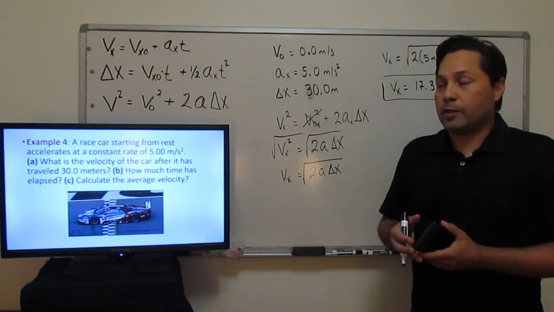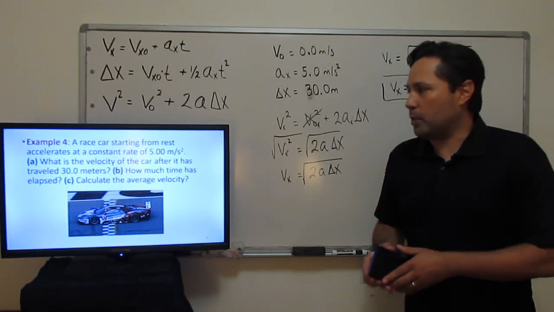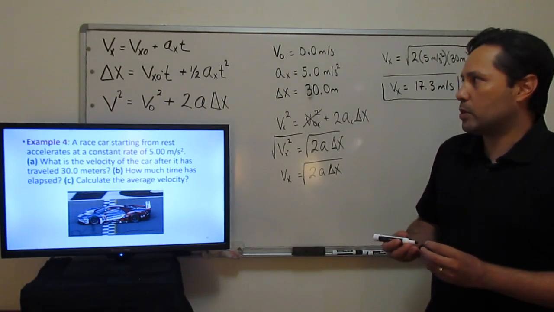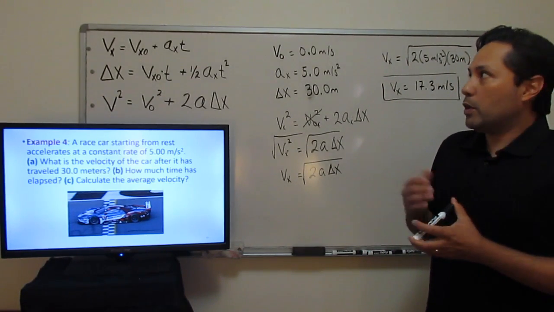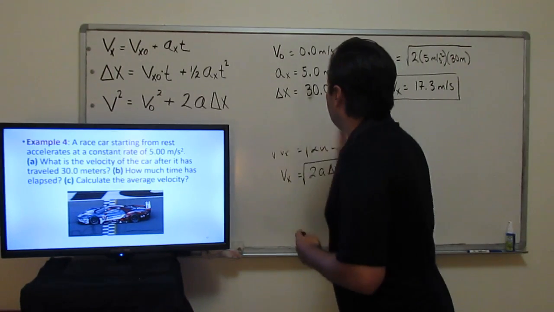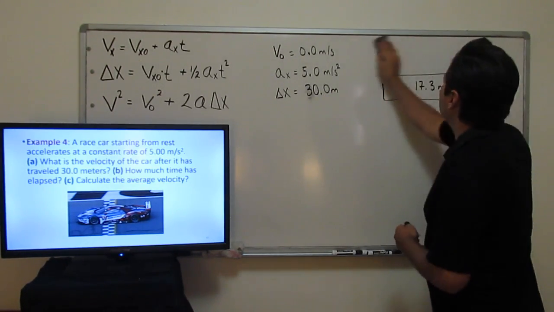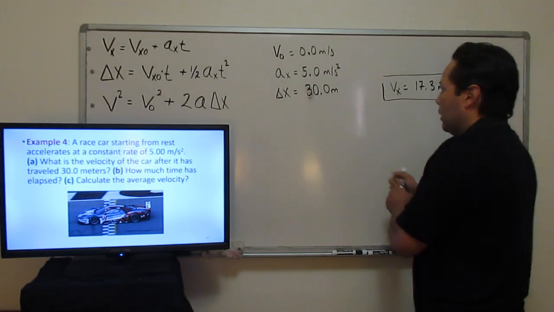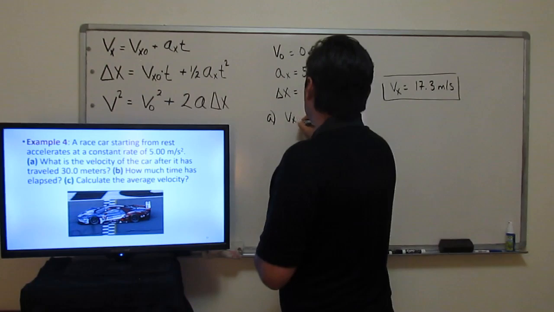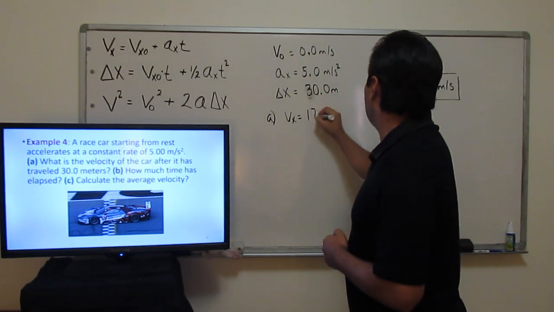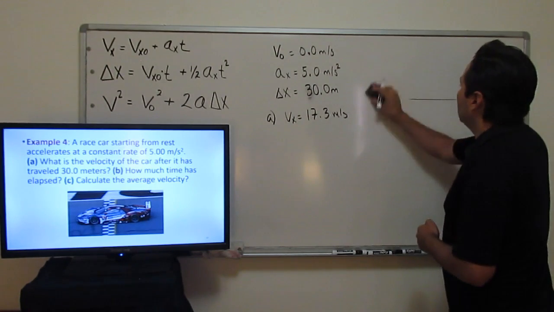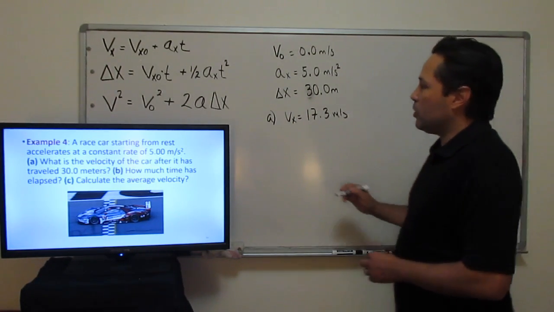Alright, that takes care of part A. Let's go ahead and move on to part B. For part B, they ask you guys, how much time has elapsed? Alright, so we want to know the amount of time it took. So I'm going to go ahead and solve for that. I'm going to leave the answer for part A here. The velocity after some time had gone by was 17.3 meters per second.